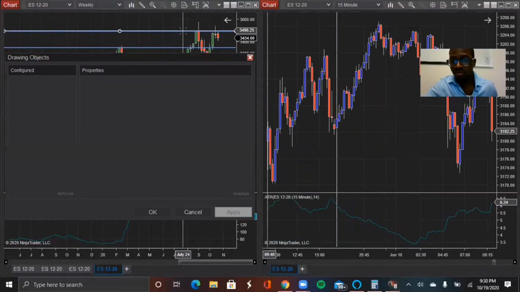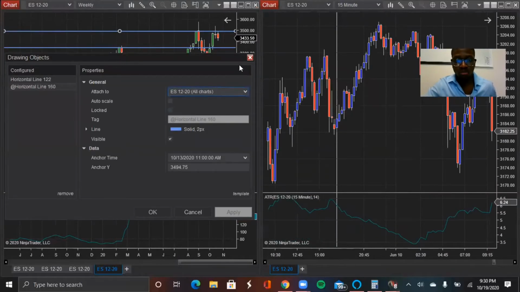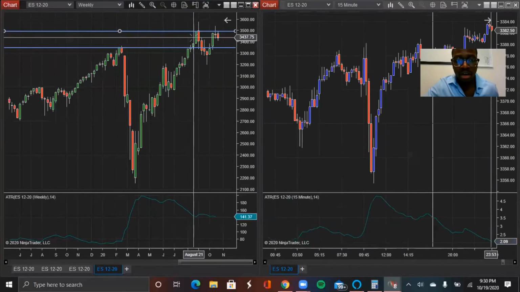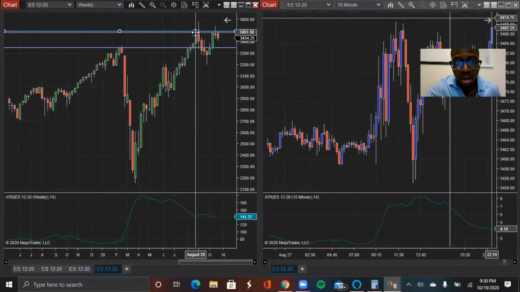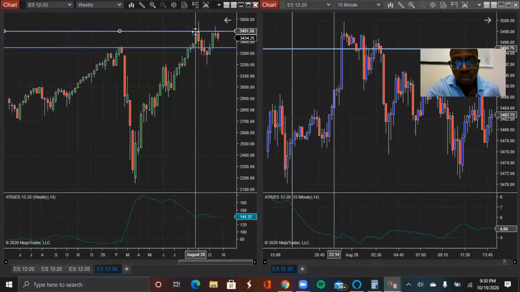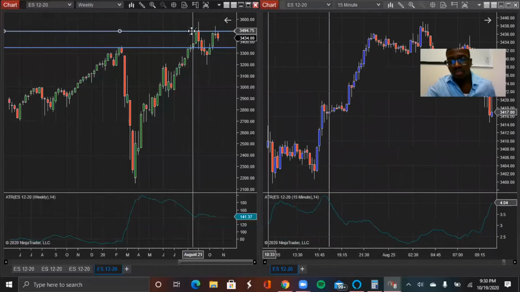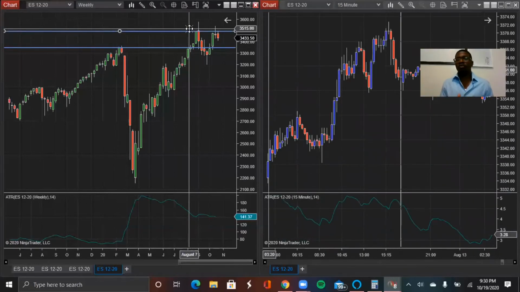If you do this, you can see I applied it to all my charts, but based off the weekly. I put it right here at the top of this candle at the close at 34.94.75, right? That was my area of resistance.